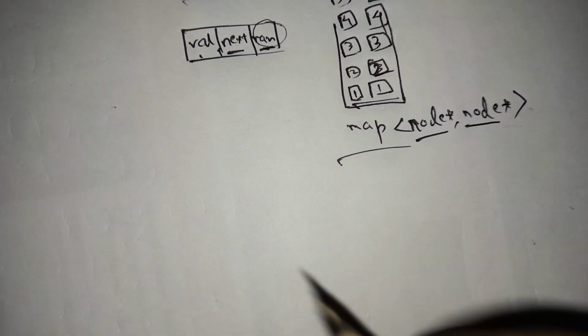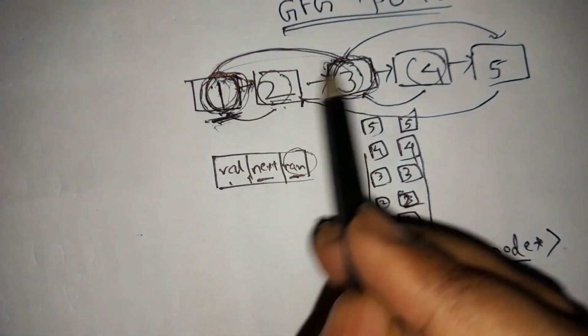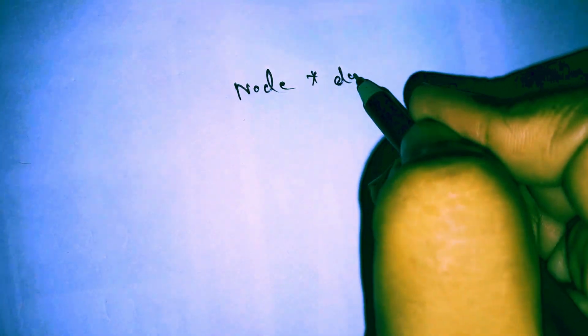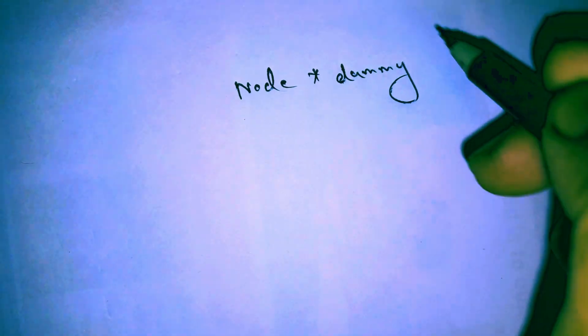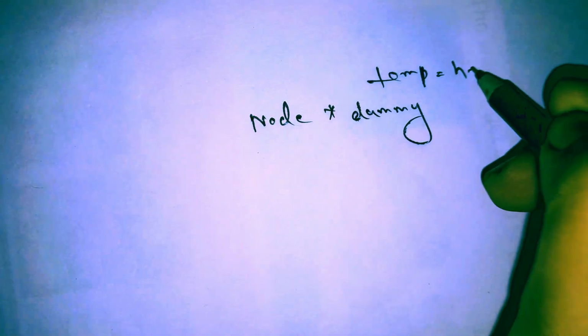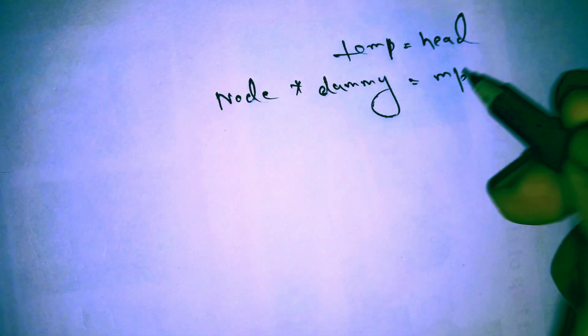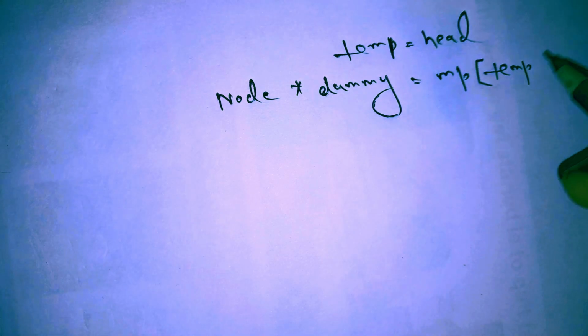And my next process will be, now I can easily point to the random and point to the next. Now this is the main part. I will declare dummy and my temp node is at head. Okay, and I will declare dummy as mp of temp.